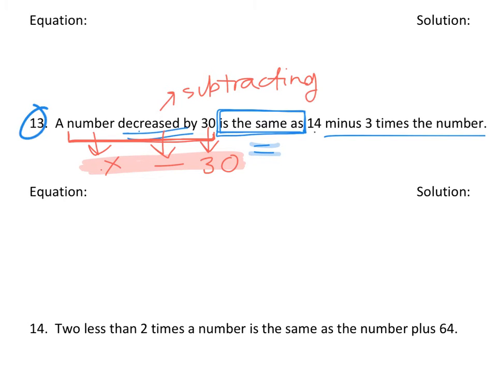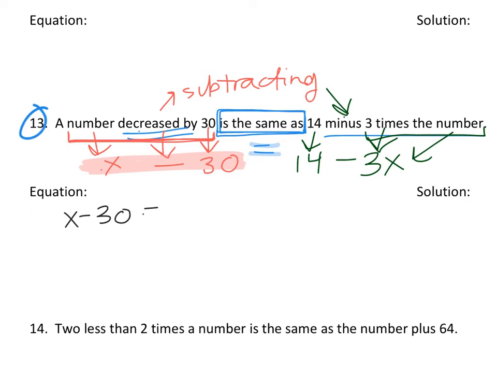So we have 14 minus, we know minus means subtract again. 3 times the number. So we have 14 minus, and then for the number we're using x, and if we want to say 3 times that, we would say 3x. Perfect. So I'm going to write out my equation. From that, my equation should be x minus 30 equals 14 minus 3x.